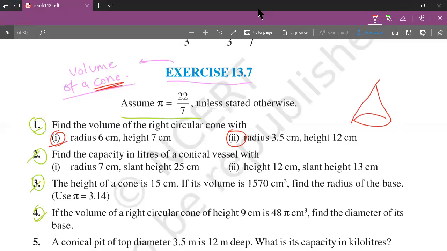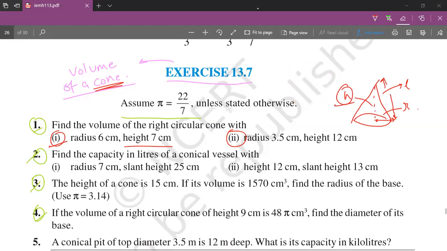So radius is 6 centimeter. This is an irregular circle, but assume this to be a circle. When you have a circle, from the center to the edge of the circle is known as r, radius. This is also known as r, and this is known as slant height, or simply l, and this is known as the height, h. In this question they have mentioned height is 7 centimeters, and radius is equal to 6 centimeters.